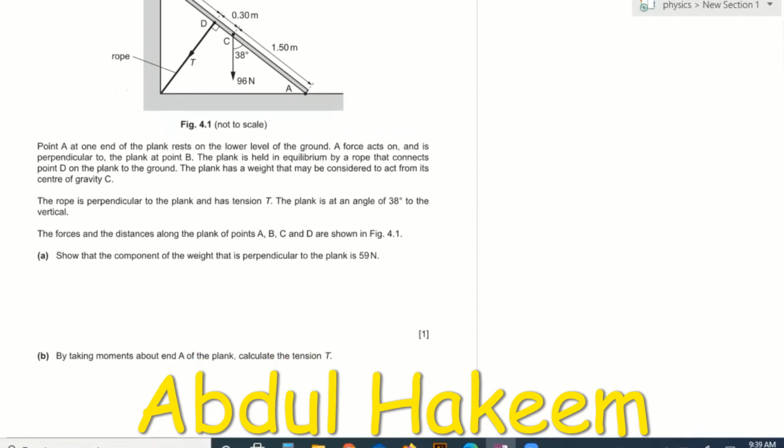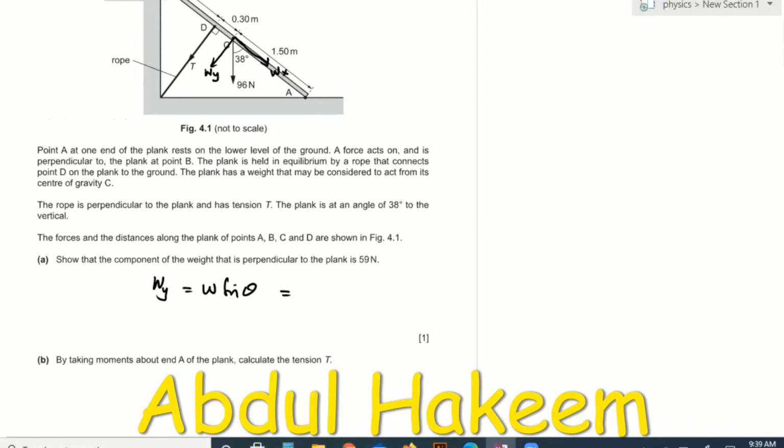Show that the component of the weight that is perpendicular to the plank is 59. So look, when weight is resolved into components, this is its x component, meaning the line adjacent to the angle is the x component, and this is the y component. So we have to calculate the perpendicular y component. So Wy is equal to W sine theta. So we have to calculate 96 sine of 38 degrees. You will get this answer.